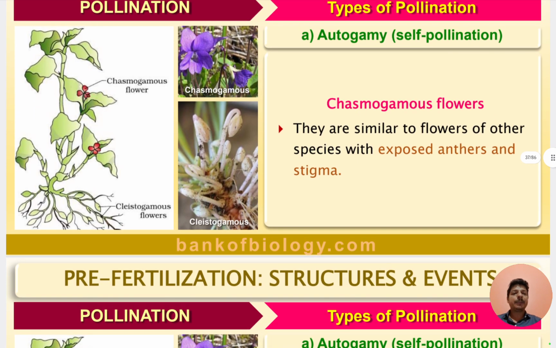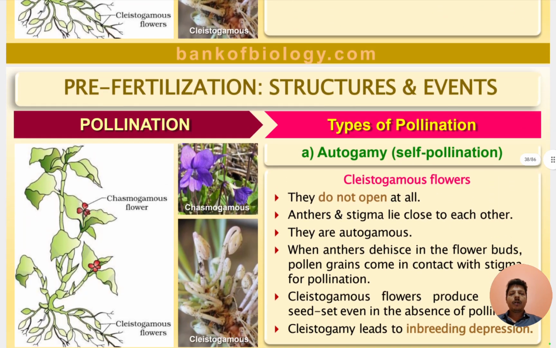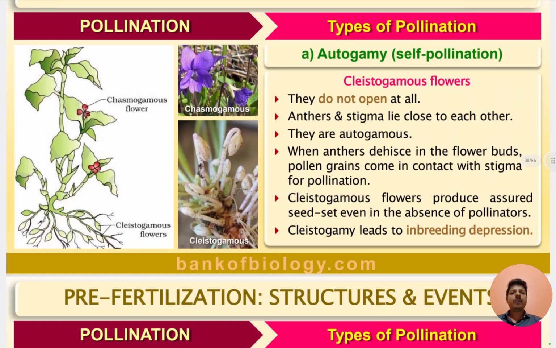Let's see the chasmogamous flower. They are similar to flowers of other species with exposed anther and stigma. Here you can see both the anther and stigma are exposed. That is called an open flower or chasmogamous flower. Coming to the cleistogamous flower, they do not open at all. As you can see, they do not open at all.